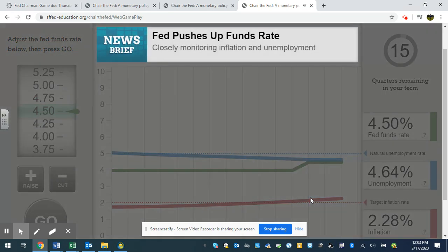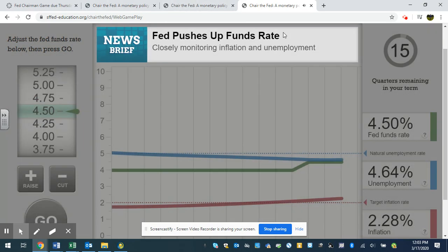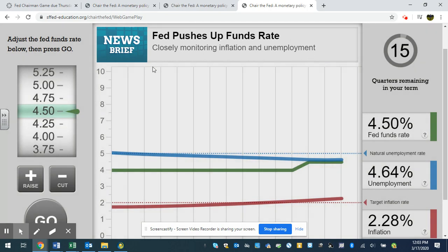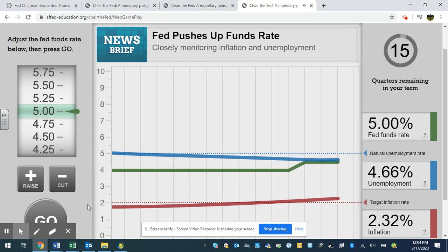And so you see inflation is still going up. Now pay close attention again to this banner. This is telling you what's happening in the economy. And sometimes they throw you a big old curveball. There's a major recession that hits or major inflation or something like that. So keep your eyes on that. That makes it a little bit tricky. But as you can see, it's still going up a little bit. So I'm going to raise rates maybe 2 more clicks to try to cool it off.